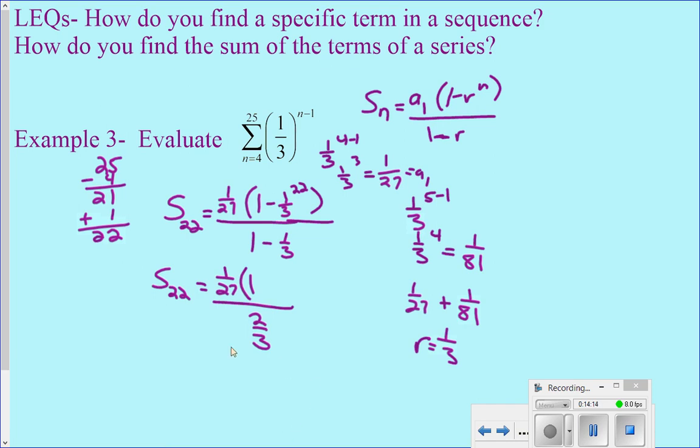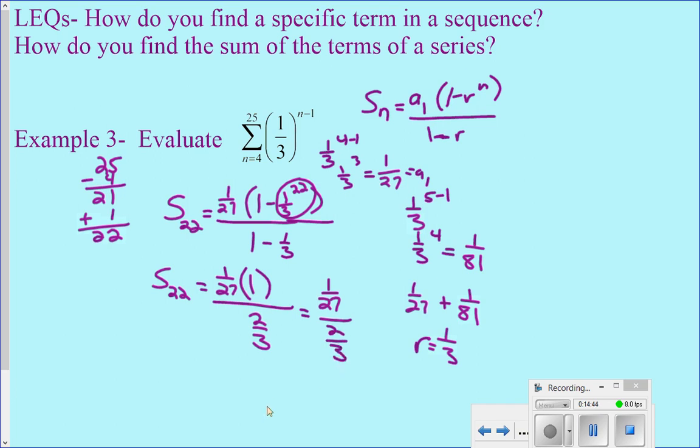And then when you do 1 minus that really, really small number, you're going to see that the calculator just rounds it to 1, which means that this 1/3 to the 22nd is so small that the calculator is just rounding it to 0. So when that happens, that's fine. Just let the calculator round it to 0, which means 1 minus 0 is 1, and 1 times 1/27 is 1/27, and 2/3 is in the denominator.